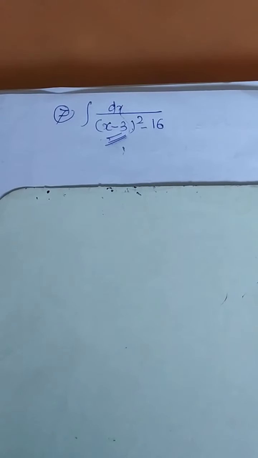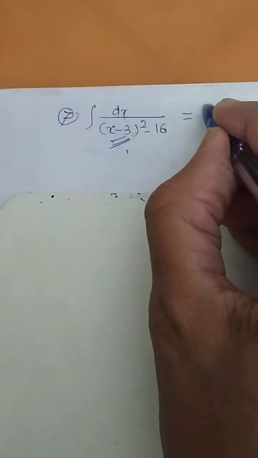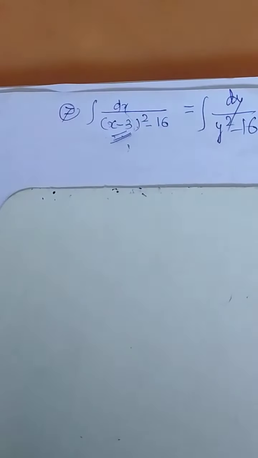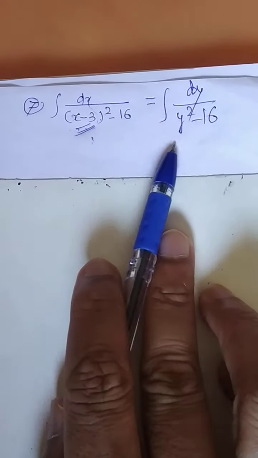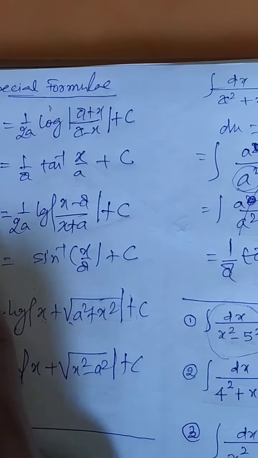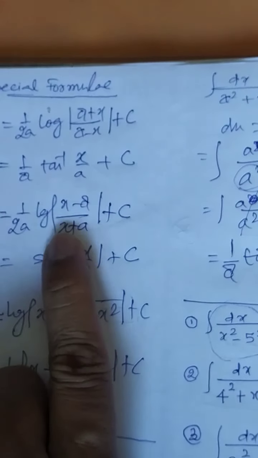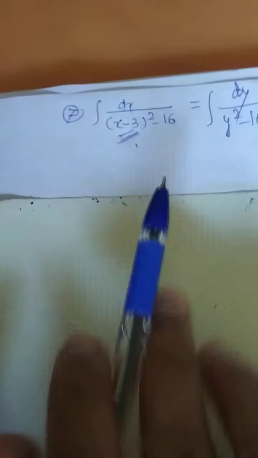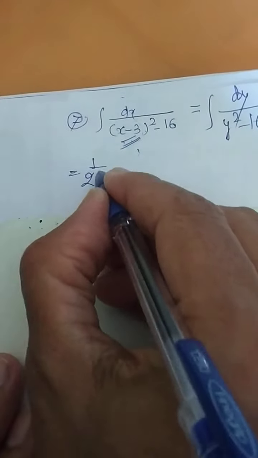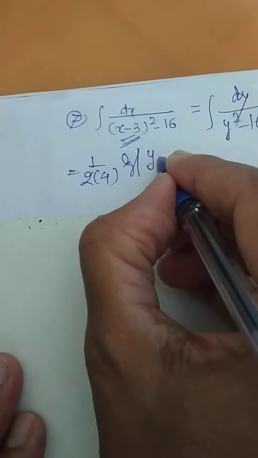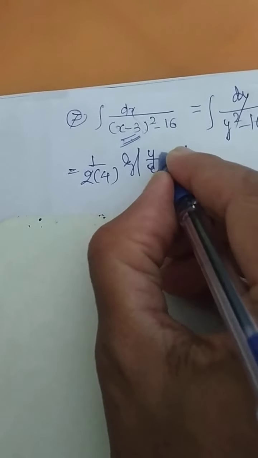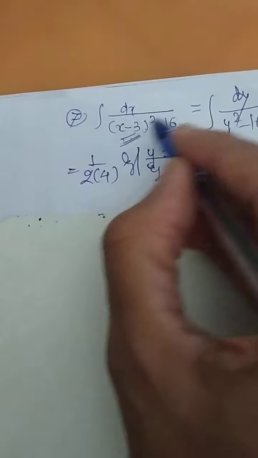But if you differentiate this, you are getting 1 differentiation of this. So I can write this as y. It will be y square minus 16 and dy over here. Now it is in the standard form. Y square minus x square. This is 1 by 2a log of x plus a. So here in this question y will be there. Now 1 by 2a means 4, log of y minus a upon y plus a, means 4 upon y plus 4. What is the value of y? Y value is x minus 3.